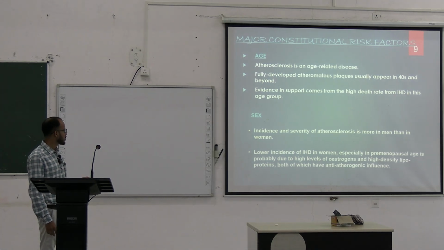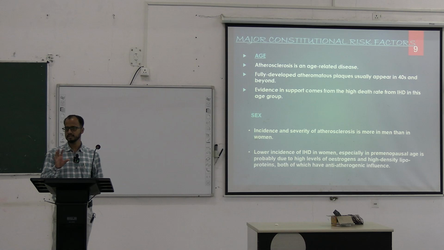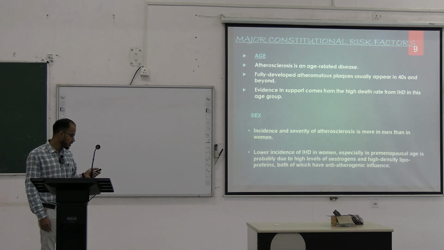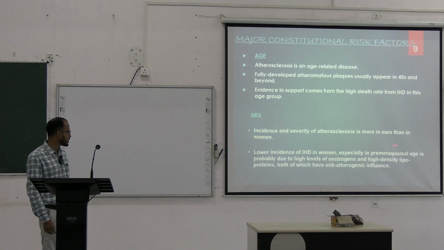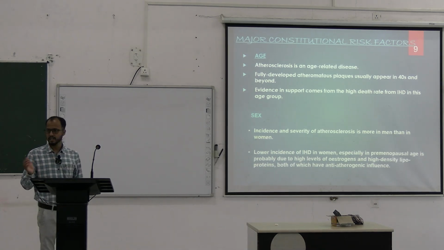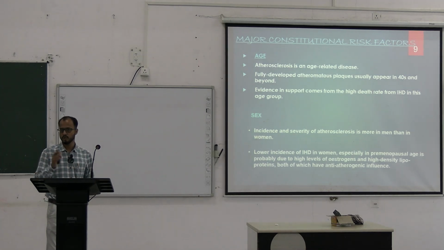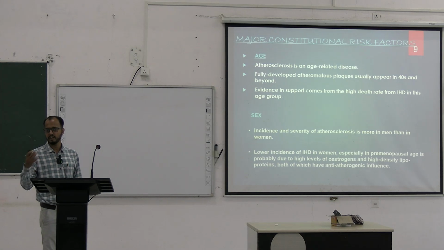Atherosclerosis and ischemic heart disease are more common in females than males, but before 40 years of age it is more common in males than females, because premenopausal women have a high level of estrogen and high density lipoprotein, which both have anti-atherogenic potential. That's why before the age of 40 years, ischemic heart disease incidence is more in males than females, but after 40 years, it increases in the female population.